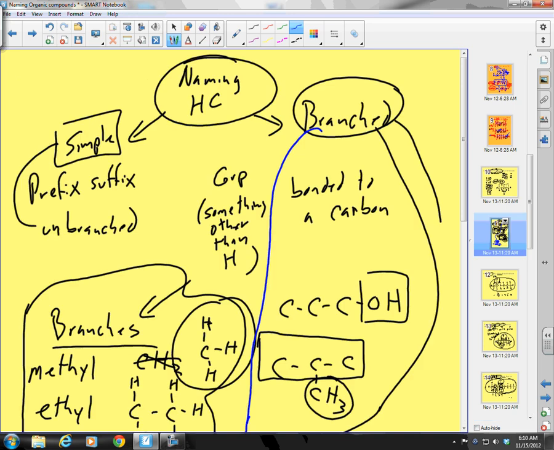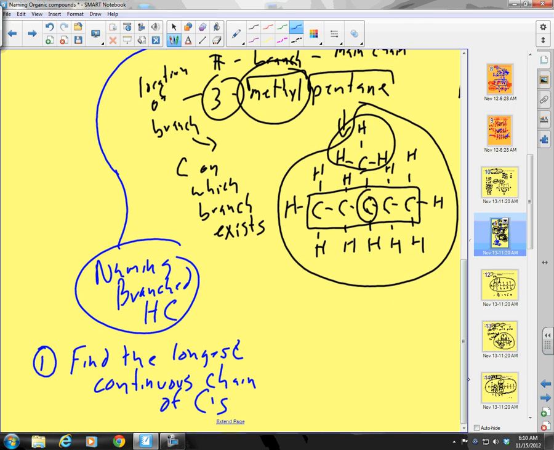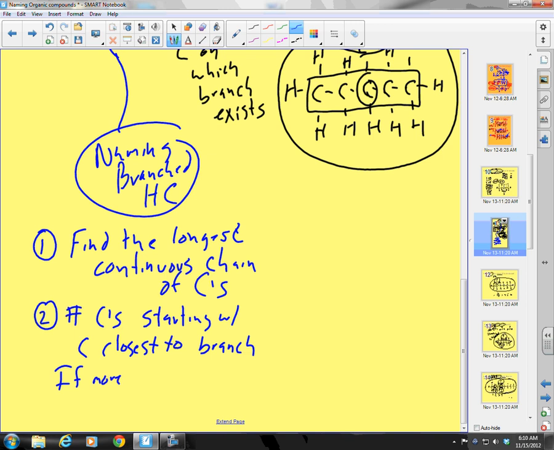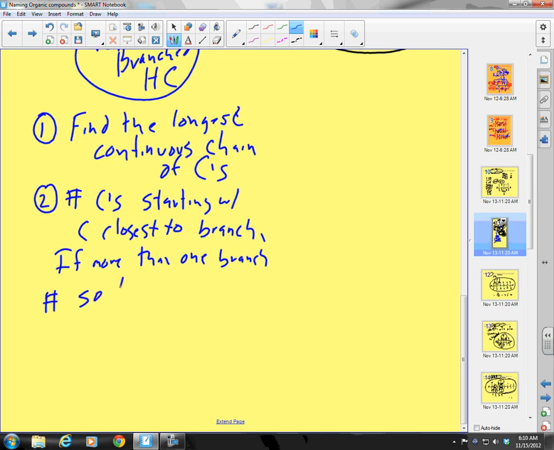We want to number them. Number carbons, starting with carbon closest to my branch. If more than one branch, then number so that your total number on the branches is minimized.